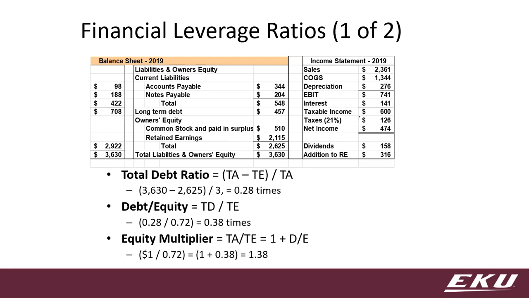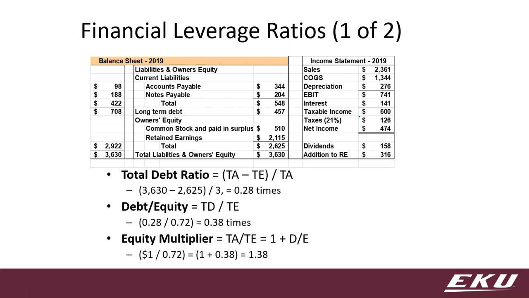Same types of things, total debt. So total assets minus total equity, what you're left with is total debt. So total debt divided by total assets. And this just gives you a sense for how much is debt instead of equity.